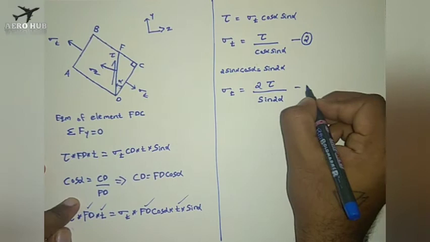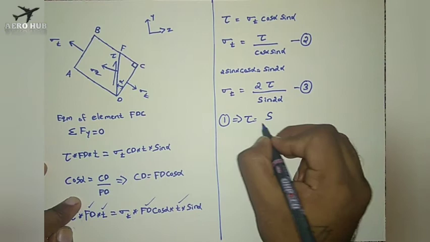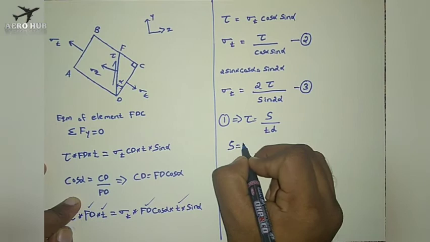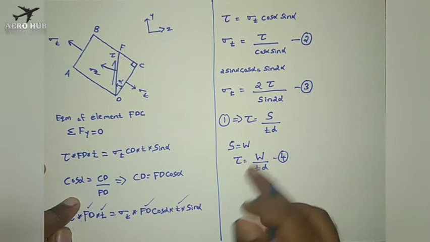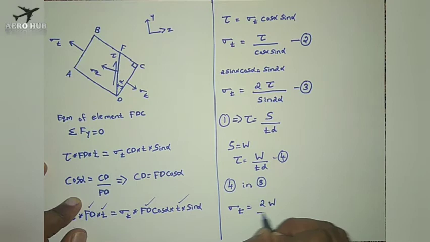Okay, now we have from equation number 1, tau is equal to S by thickness into D, shear force divided by the cross-sectional area. Okay, so let's assume that we have applied a load of W, so S is equal to W. So I can write tau is equal to W by TD. Okay, so I'll substitute the value of tau, this is equation number 4. Substitute equation number 4 in 3. So sigma T is equal to 2W by TD sine alpha.